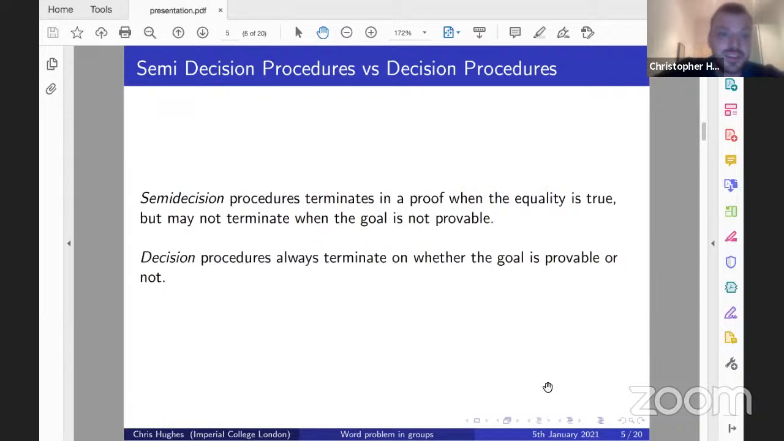What's the difference? Semi-decision means that they terminate when there is an equality, when the equality is true, they terminate. But if you feed it something that's false, then they might not terminate. And decision procedures will always terminate whether the goal is provable or not.